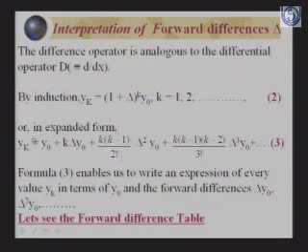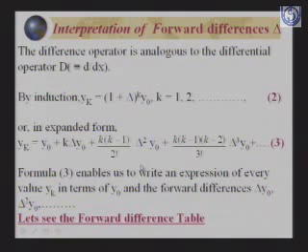It is already communicated that this has the permanence property. So in the expanded form we have yk equal to y0 plus k Δy0, then in the successive term k(k−1)/2 factorial Δ²y0, and so on, up to k(k−1)...(k−n+1)/n factorial Δⁿy0, which will be the expanded form for this variable yk.